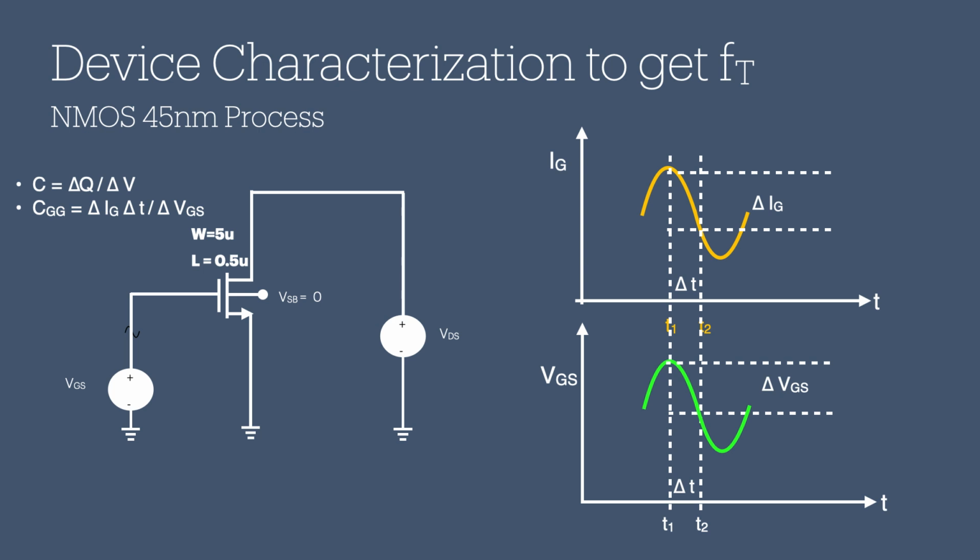CGG is equal to the product of the change in gate current, delta IG, times the time difference, delta T, where the change in gate current occurred, over the change in gate voltage, equivalent to delta VGS. GM, as discussed previously, is delta ID over delta VGS. Transit frequency is GM over 2 pi CGG.